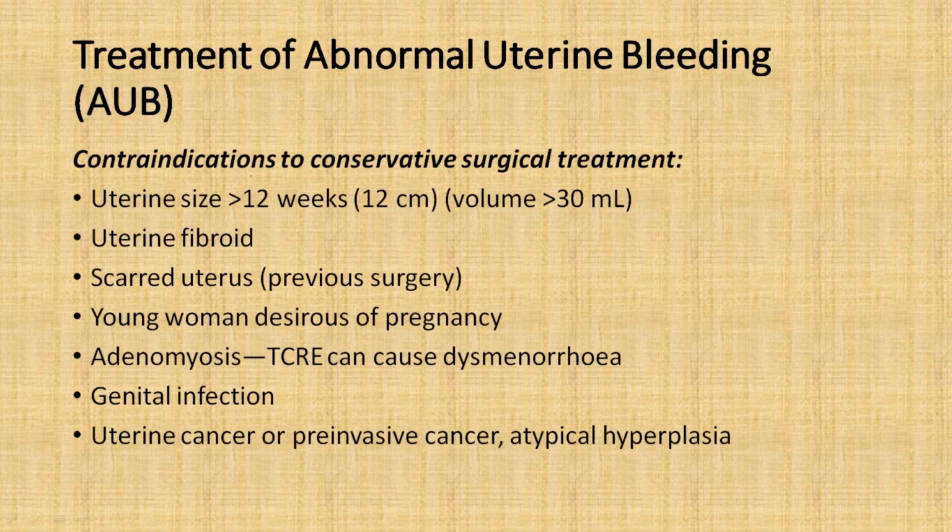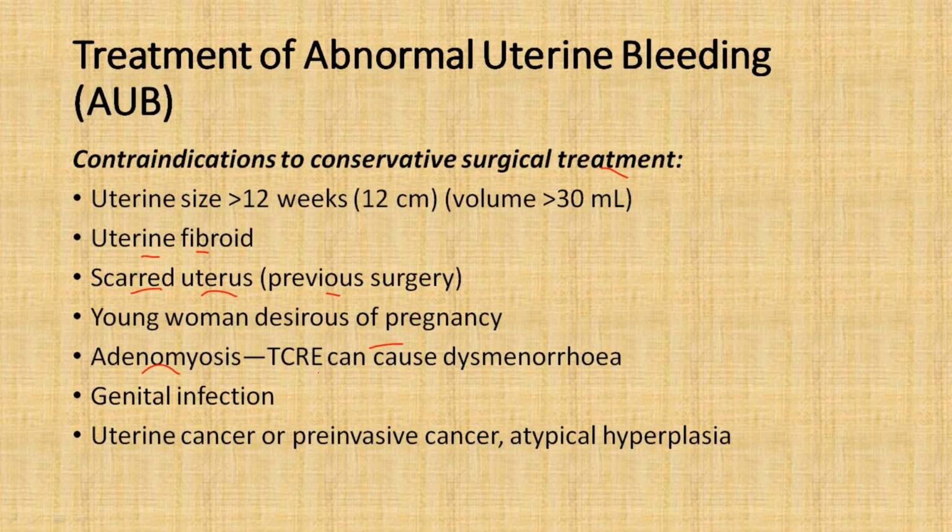So what are the contraindications to conservative surgical treatment? If uterine size is greater than 12 weeks, that's 12 cm, volume greater than 30 milliliters. If there is uterine fibroid, scarred uterus, that's previous surgery. Young woman desirous of pregnancy, that's if the woman is young and desires to get pregnant.